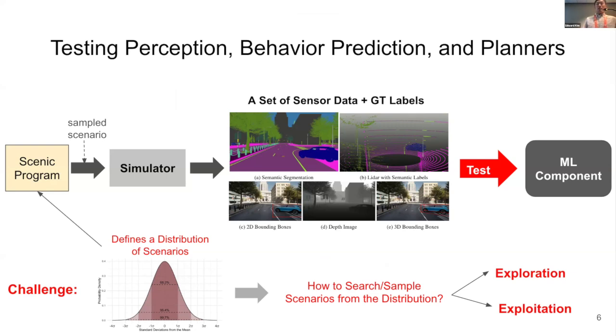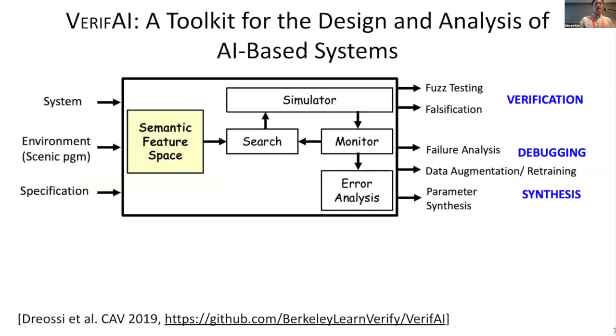And there may be two different objectives. One is to explore, to sample as diverse environments as possible, variations of the environment as specified in the SCENIC program. But at the same time, you also want to exploit, as in you want to find as many counterexamples as possible that violate certain specifications of your system. So how do you balance those two things as you're sampling and generating data in order to test your machine learning models? That's where Verify comes in.